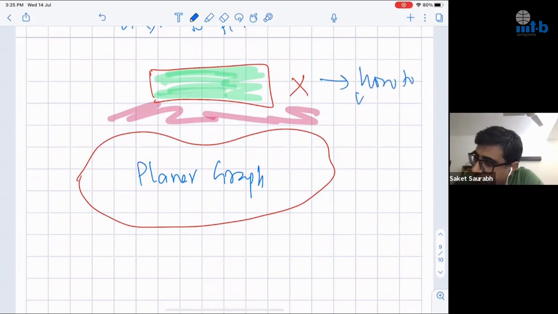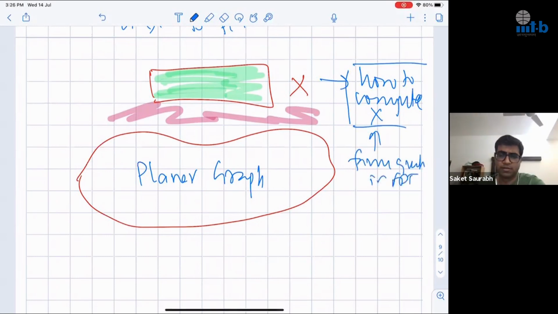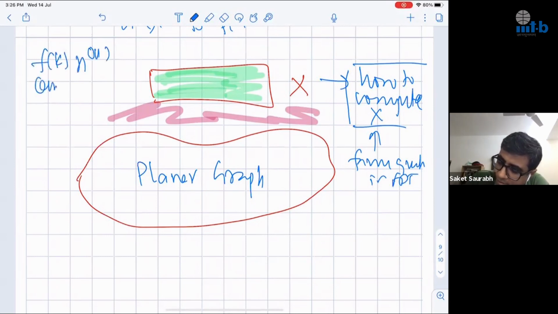How to compute X? Trust me, this is one of the favorite questions in FPT. And we know how to solve this. We know an algorithm that takes time f of k n to the power big O of 1 that can test whether G is k-apex or not.